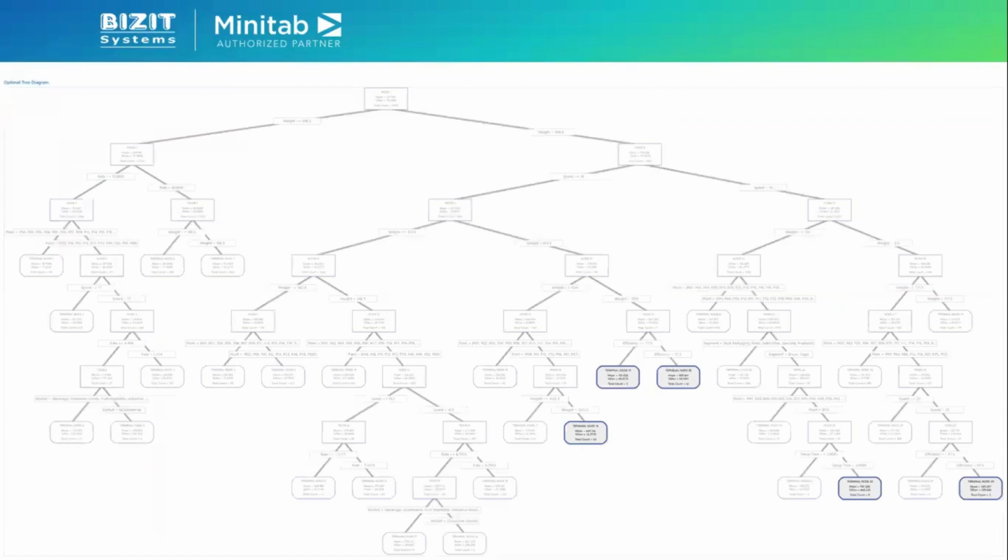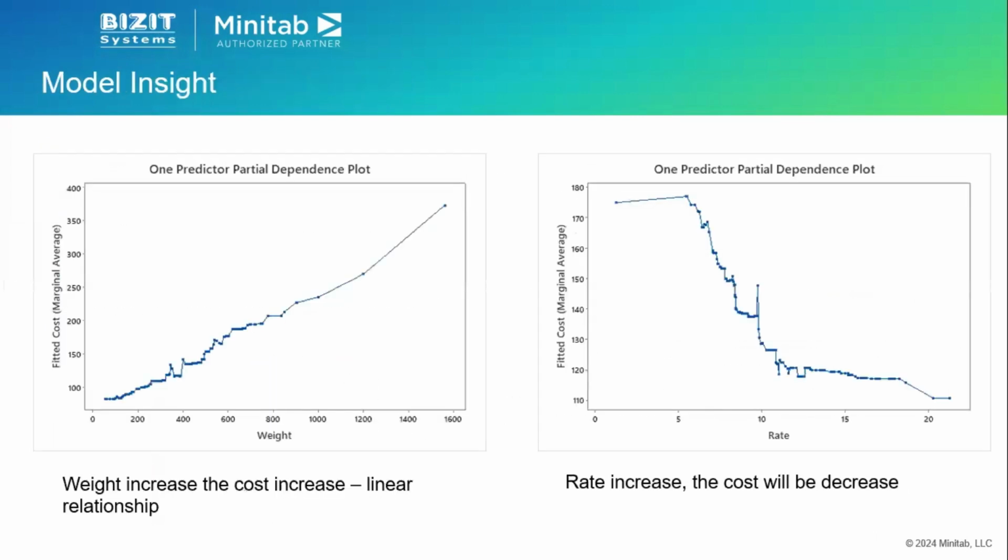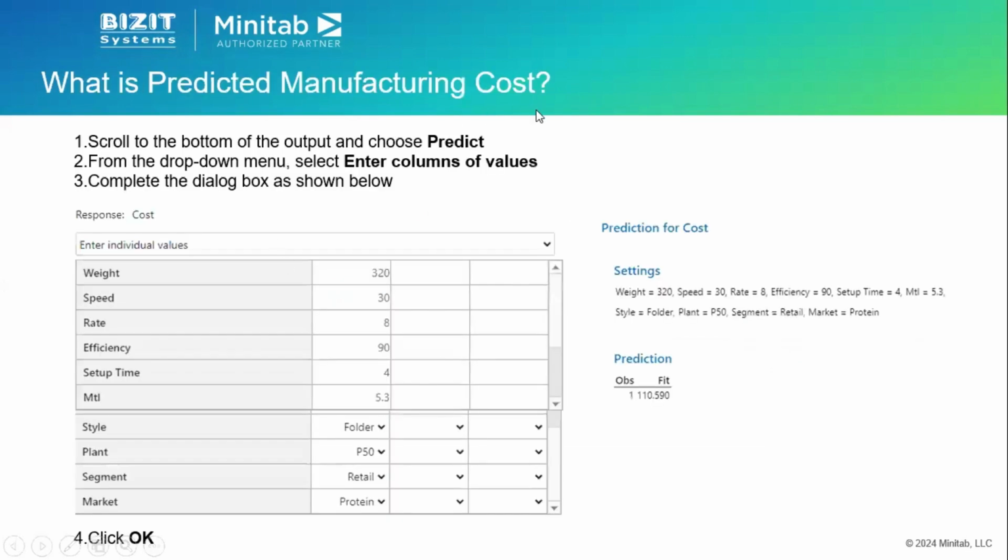So you can see the biggest tree. Okay, and maybe the biggest tree will get you more decision rules for you. And then we also have the model inside. So this one is the PDP plot. Okay, and here is a predictive.